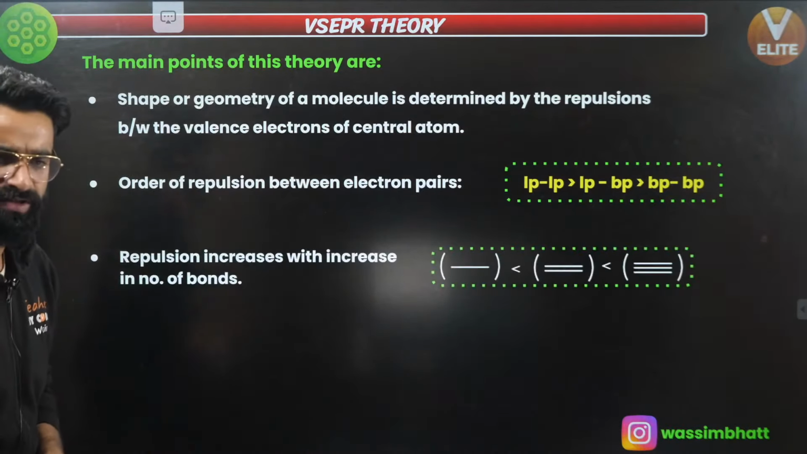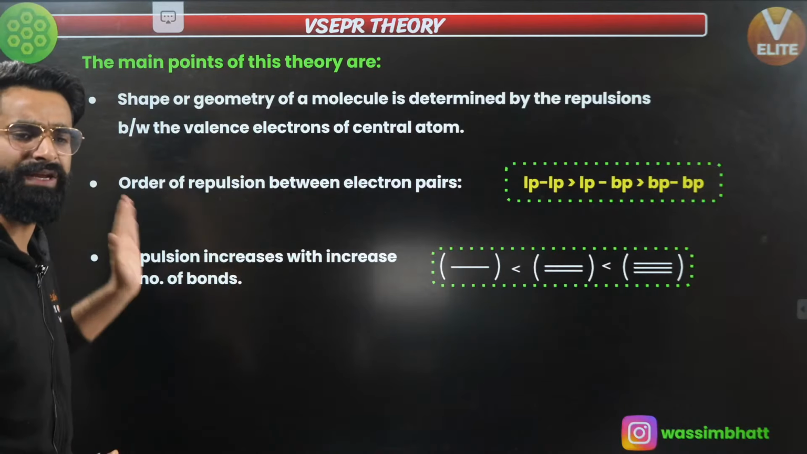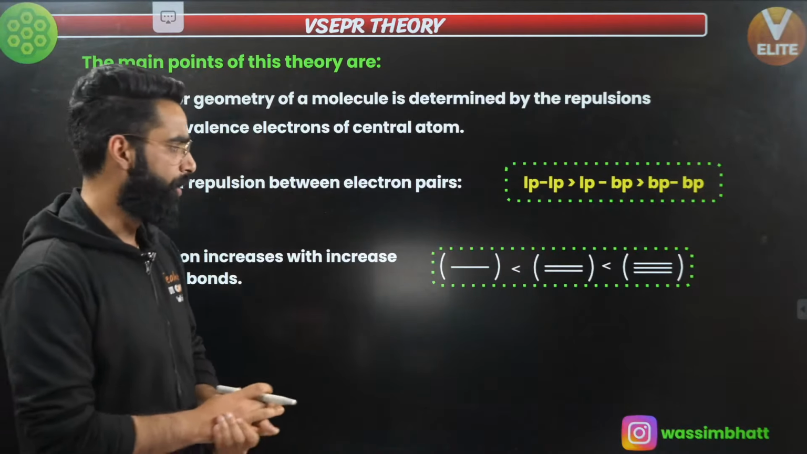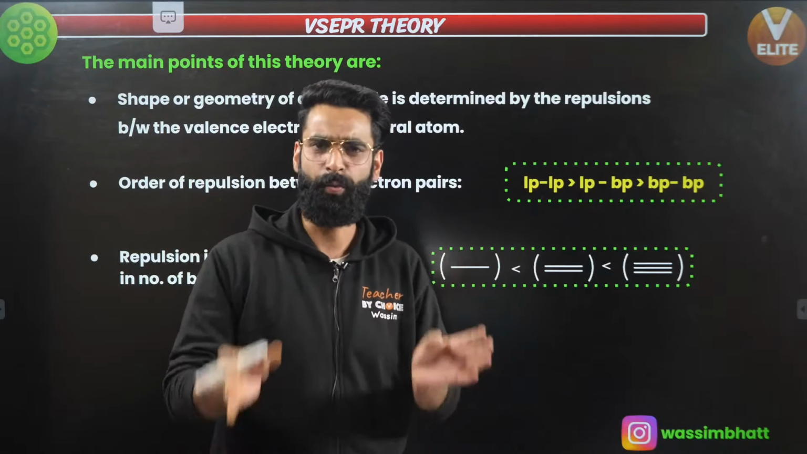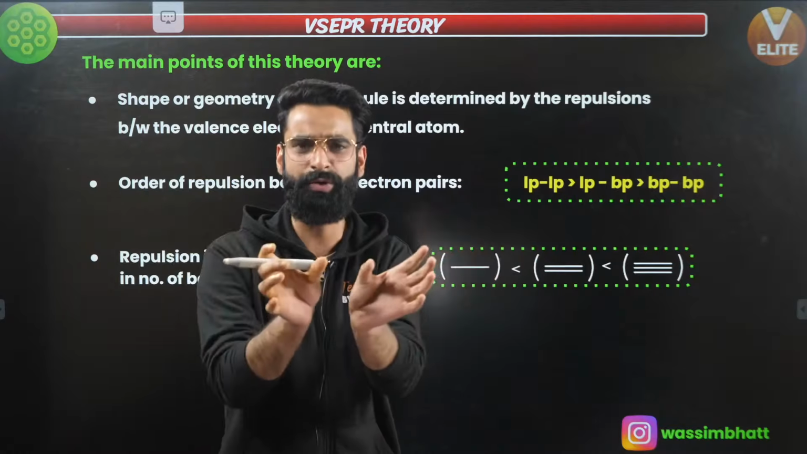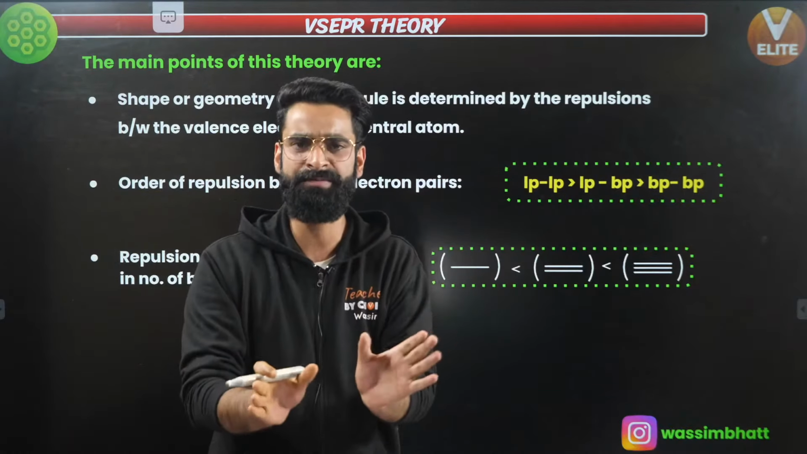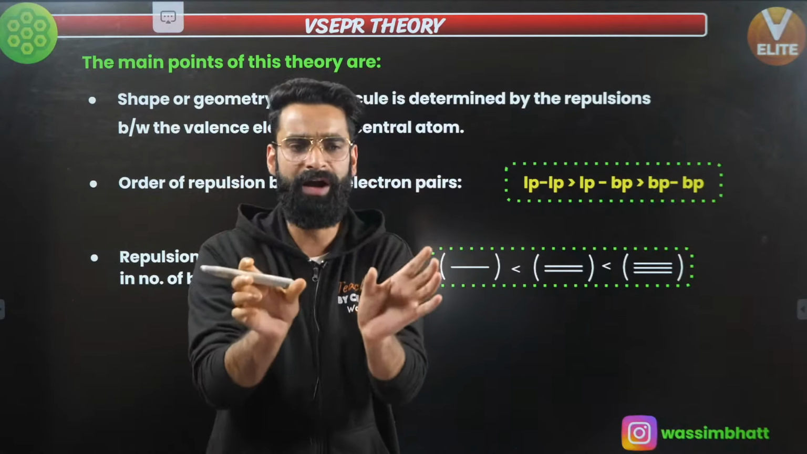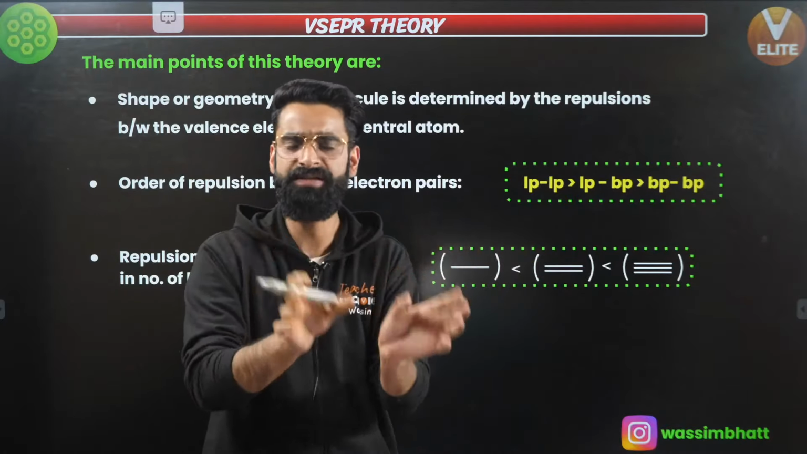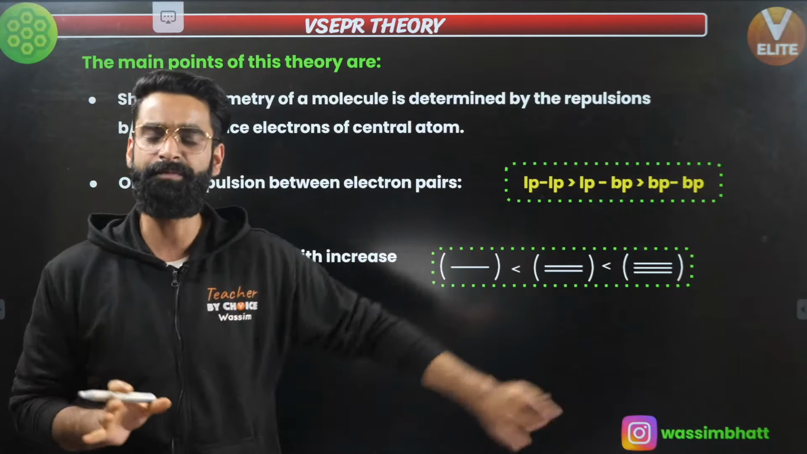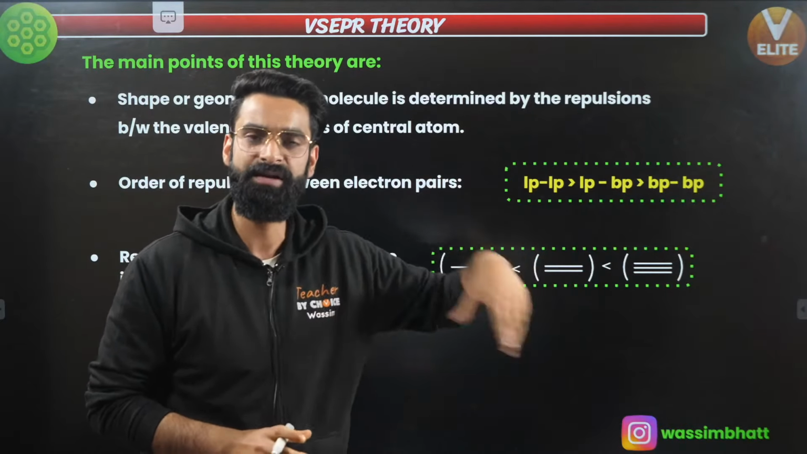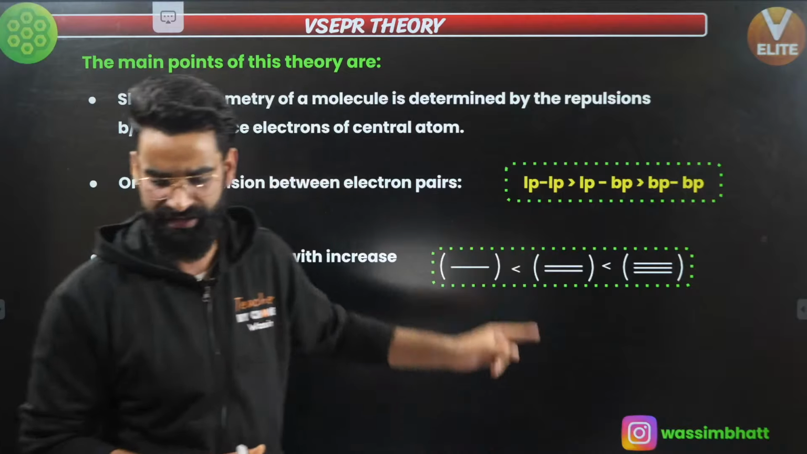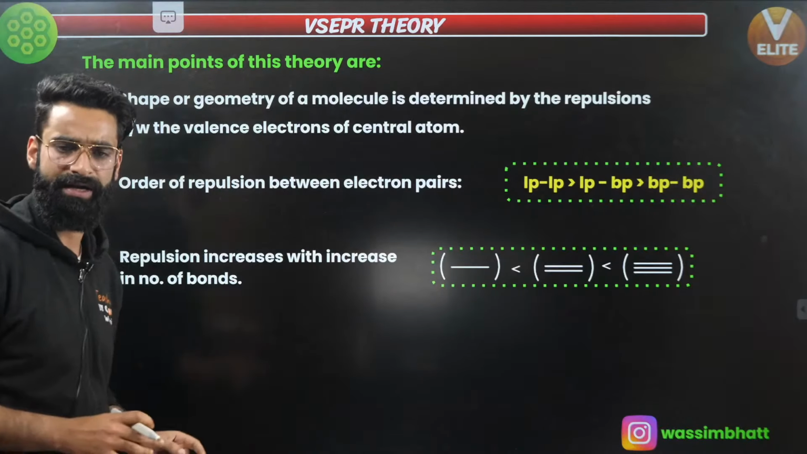Now talking about point number 3, repulsion increases with the increase in the number of bonds. Whenever you have two triple bonds closer to each other, the repulsions are going to be maximum, followed by two double bonds, followed by two single bonds. The repulsions between two triple bonds are maximum, followed by the repulsions between two double bonds, followed by the repulsions between two single bonds. This is one more point which I want you to take note of.